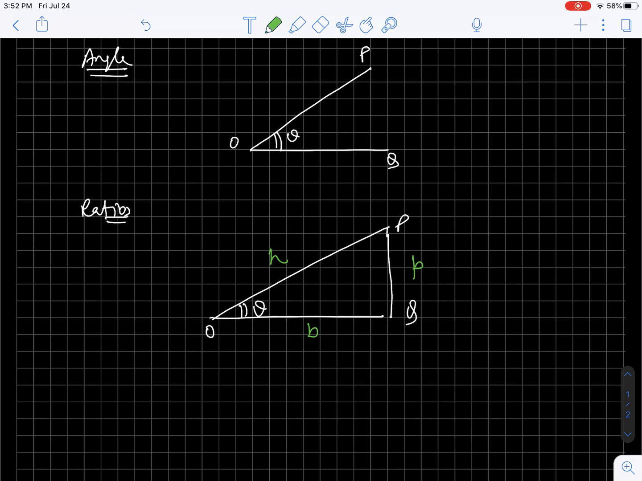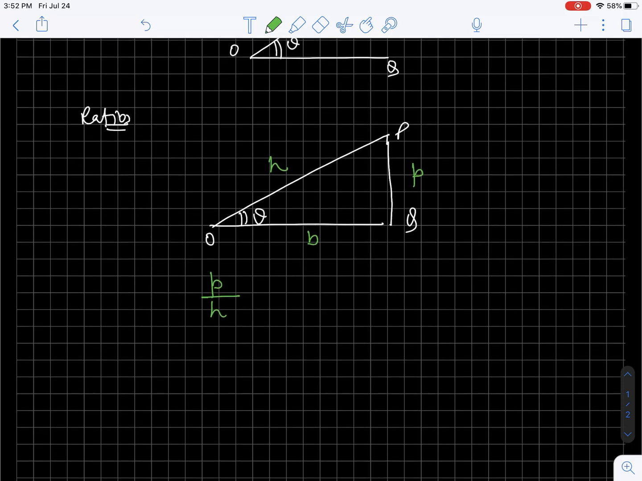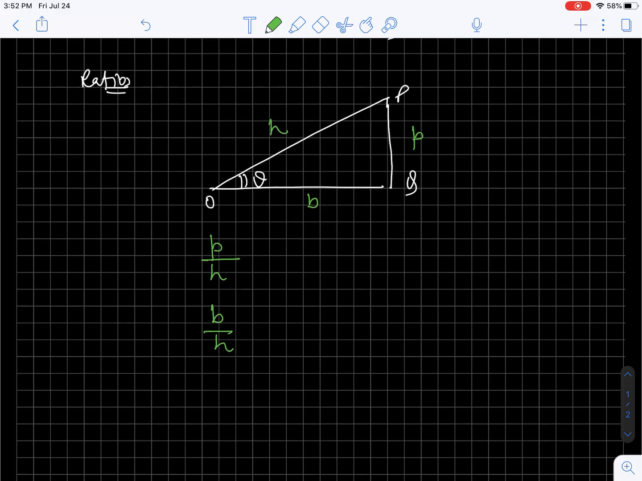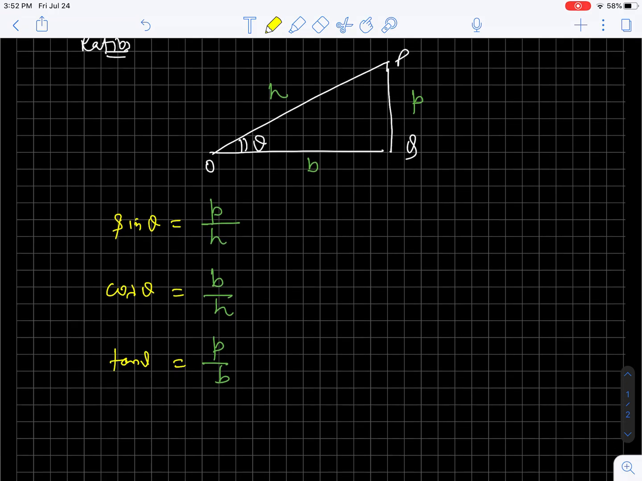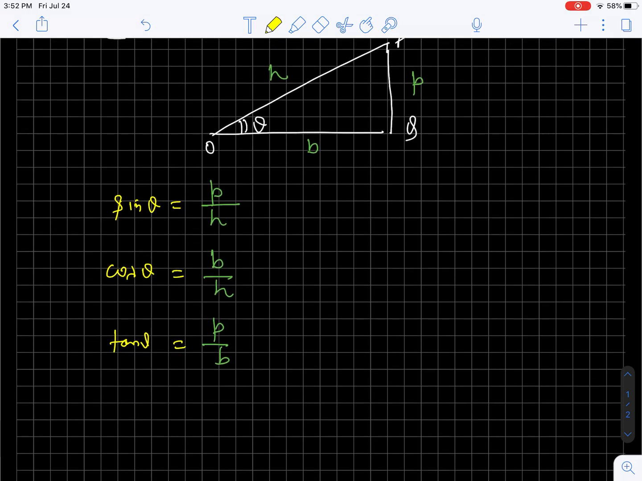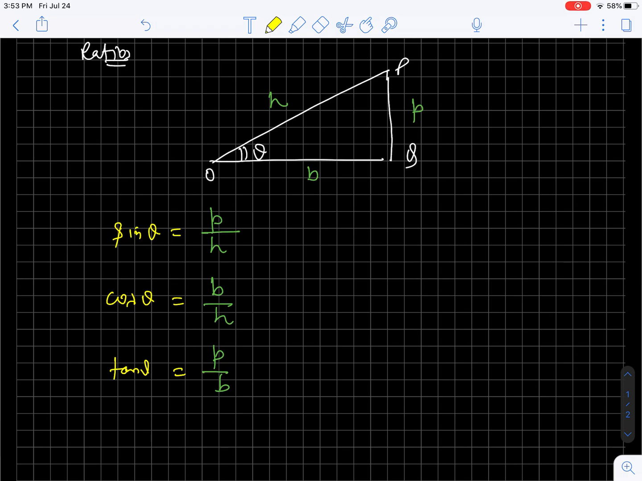The first ratio is of perpendicular and hypotenuse. The second ratio is of base and hypotenuse. The third ratio is perpendicular divided by base. This first ratio is referred to as sine theta, perpendicular divided by hypotenuse. The next ratio is called cos theta, which is base divided by hypotenuse, and tan theta is perpendicular divided by base. So sin theta is p by h, cos theta is b by h, tan theta is p divided by b. These are the ratios of sine, cos, and tan.